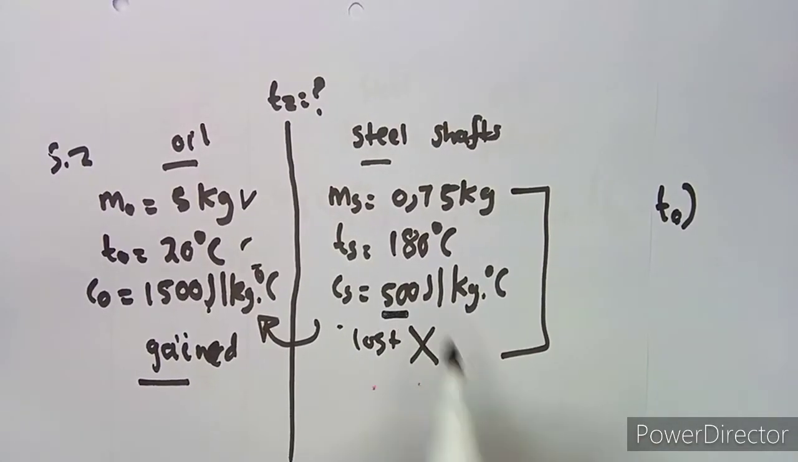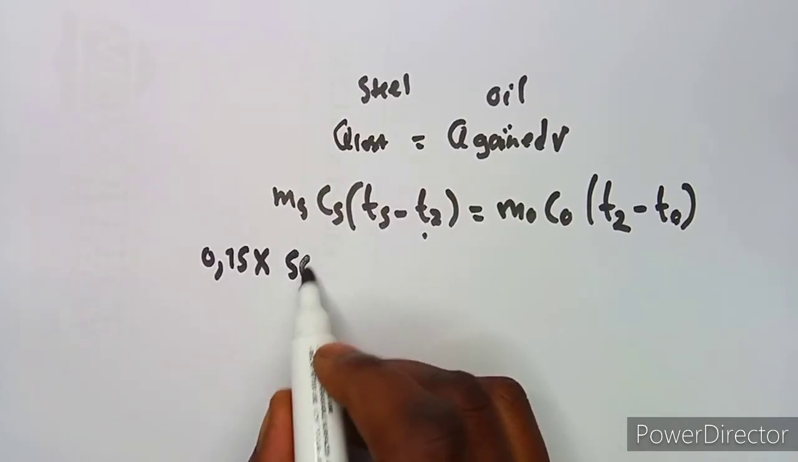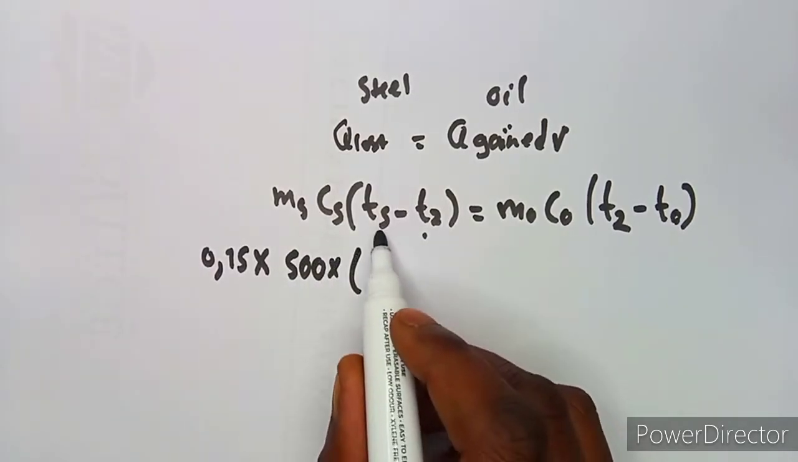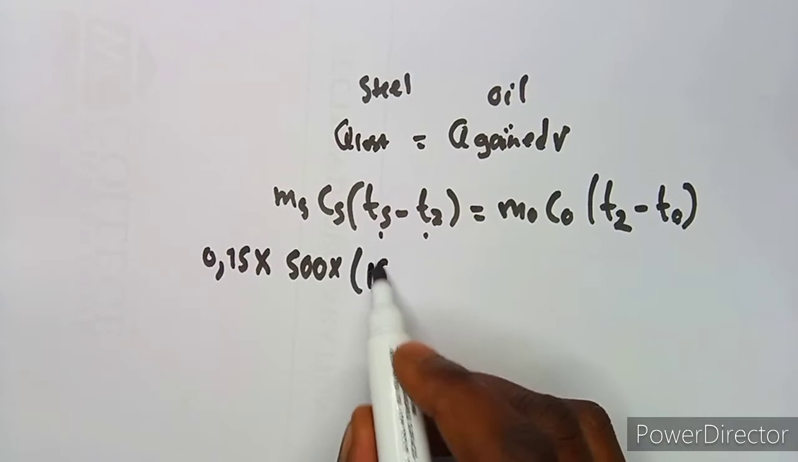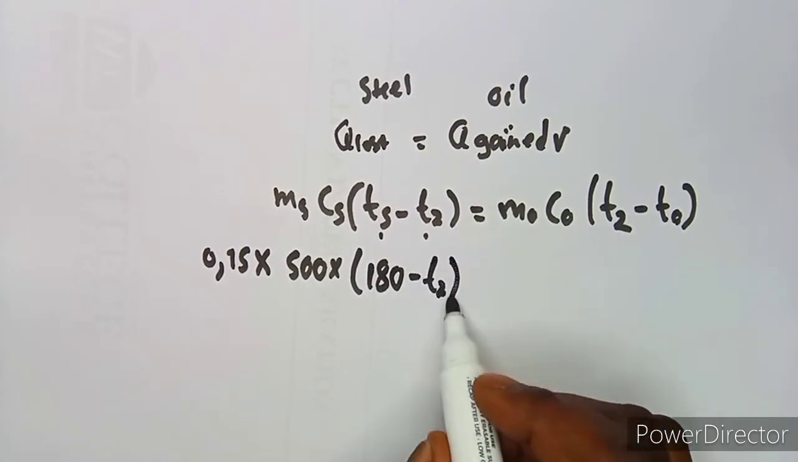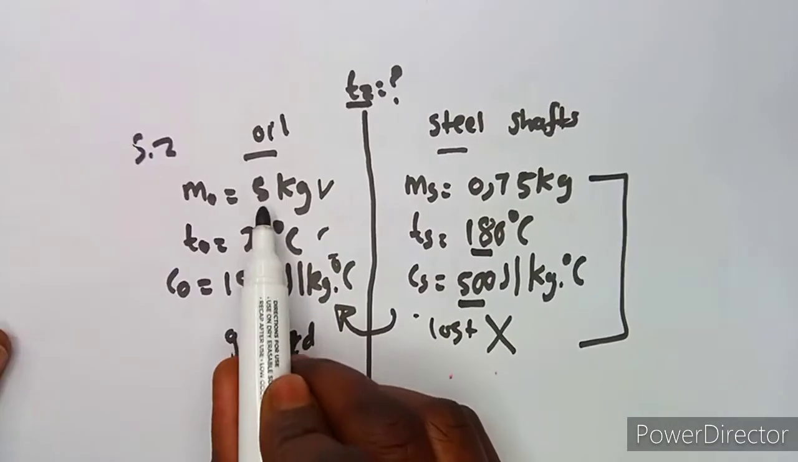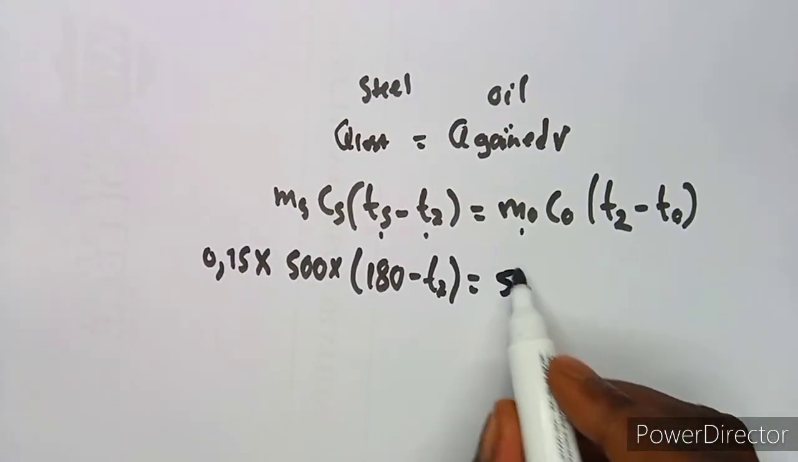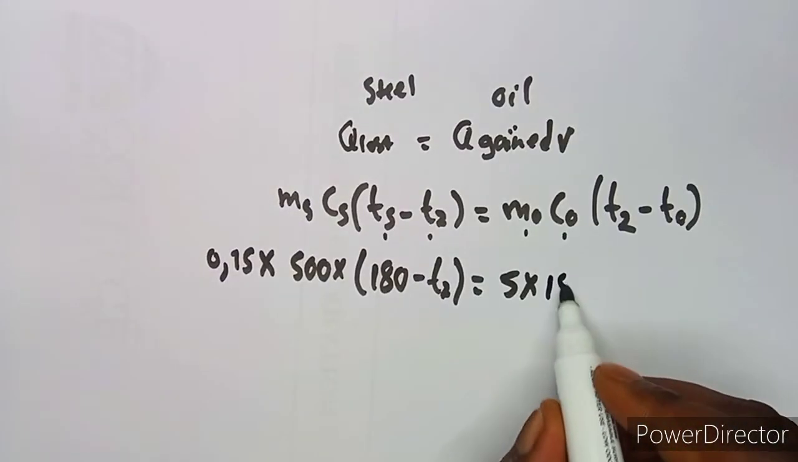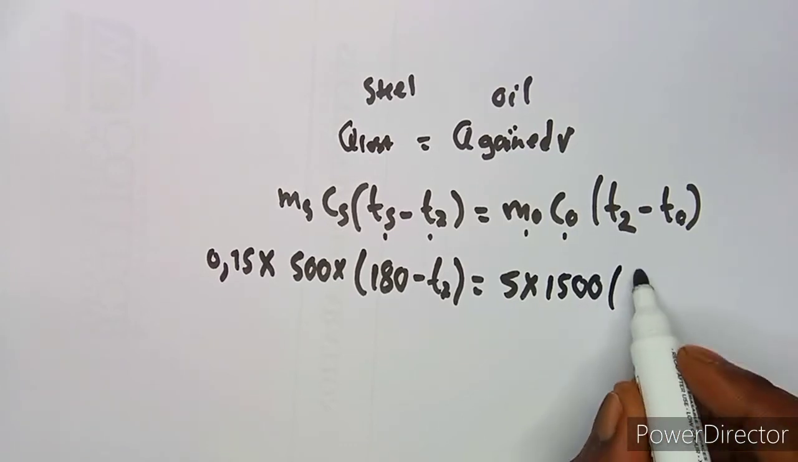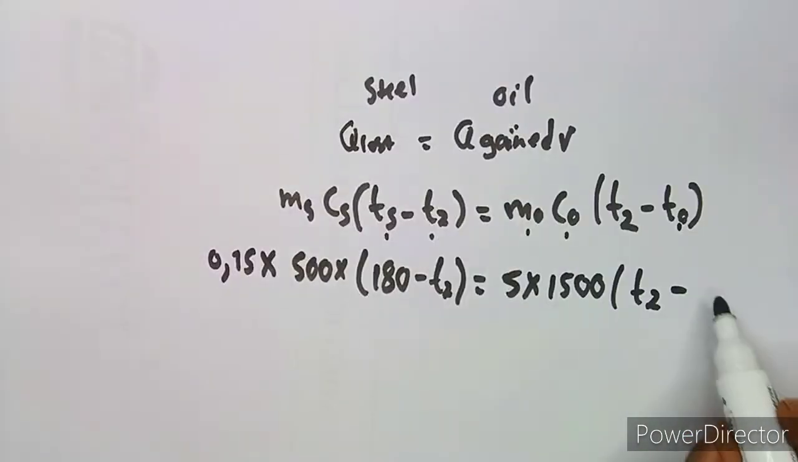So as long as the information is there, you just substitute here. Then the specific heat capacity of steel, that is 500 joules, into TS, which is the temperature for steel, 180, minus T2, the one that we want to obtain. So it's 180 minus T2, which is mass of oil. Remember, from those liters we obtain the mass, times the specific heat capacity of oil, which we are given as 1500, into T2, the one that we want to obtain, minus the temperature of oil, which is the initial temperature of oil at 20 degrees Celsius.